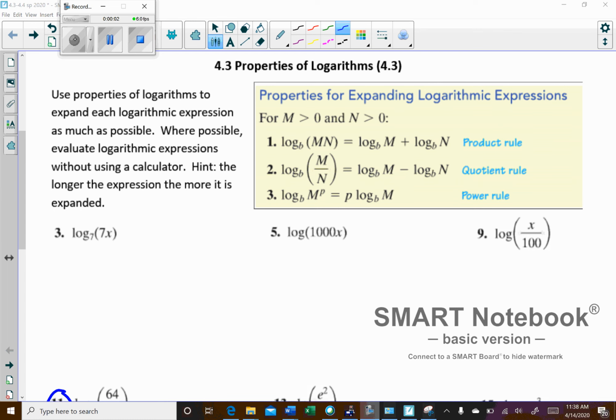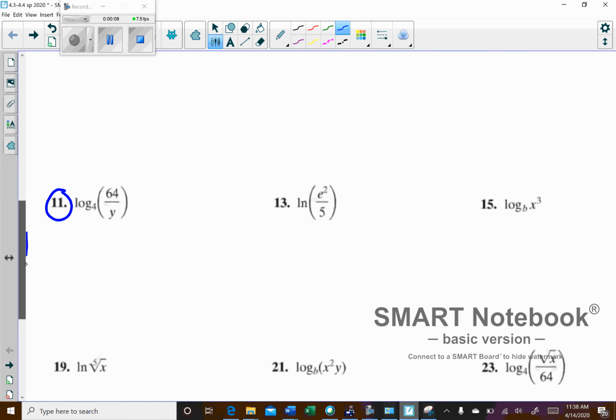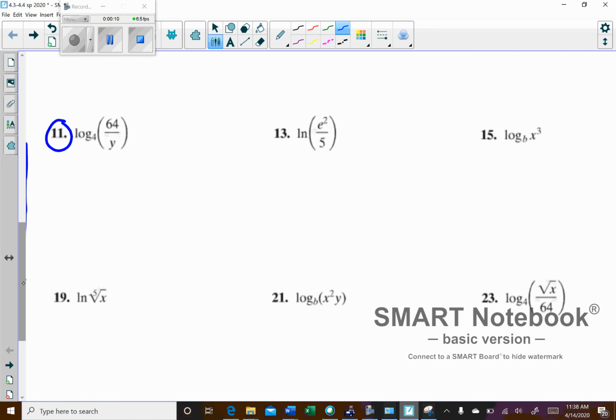Okay, I'm just going to go over a couple more examples that you might see similar ones in your homework. So I'm just going to go over a couple of these. Looking at number 11, we're going to expand this. We're going to use the quotient property, and so this will break this up into log base 4 of 64 minus log base 4 of y.